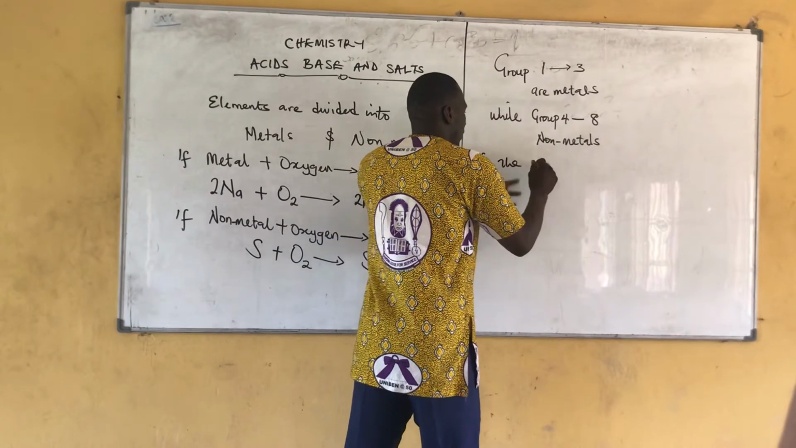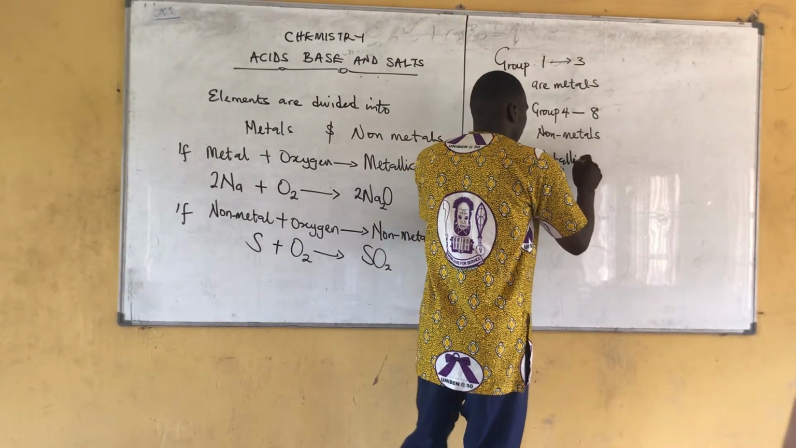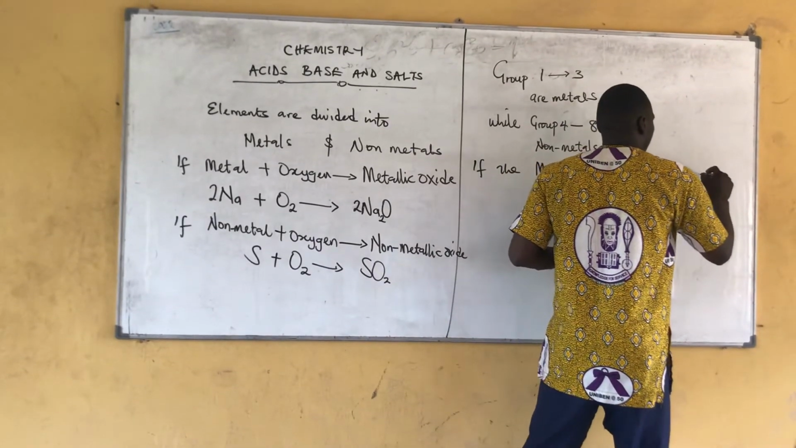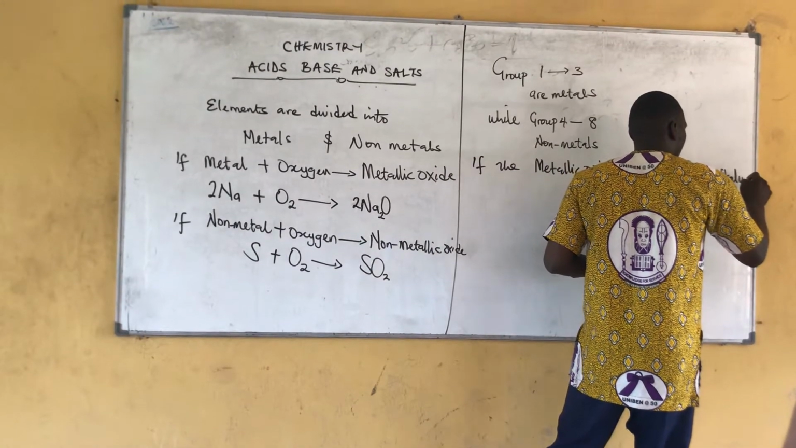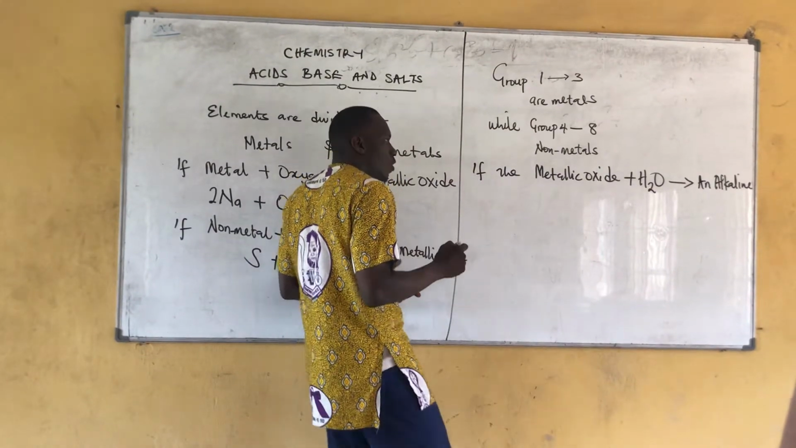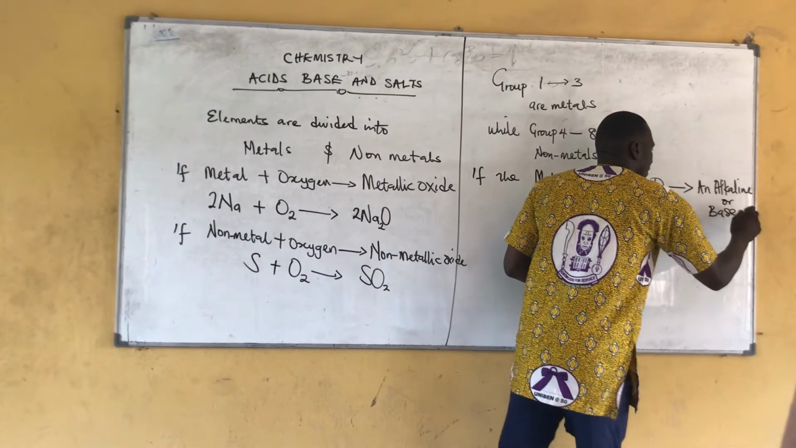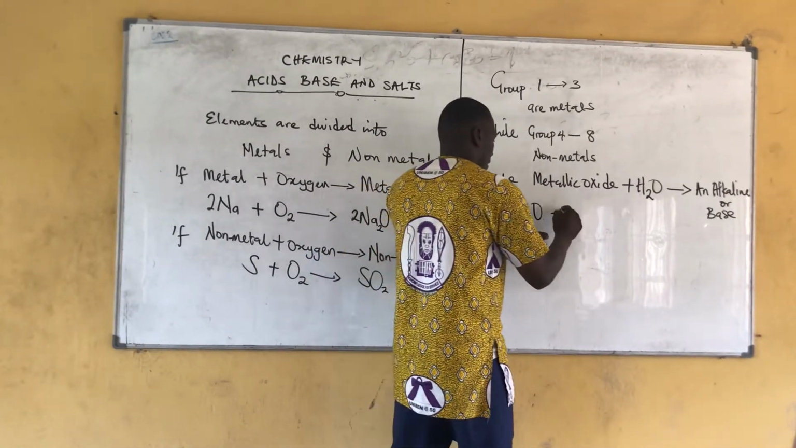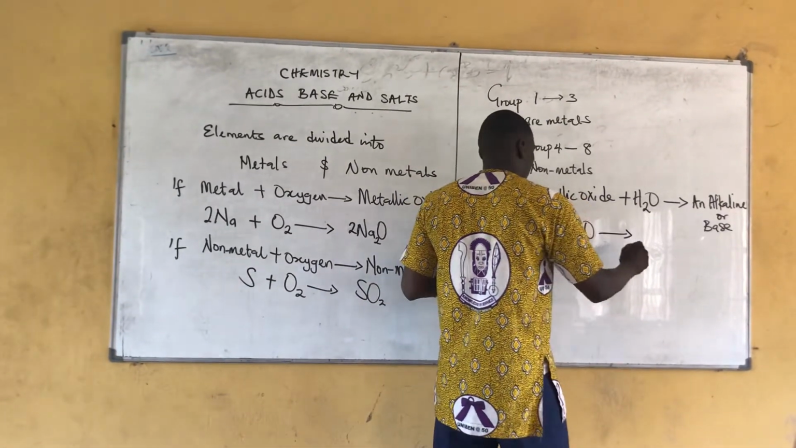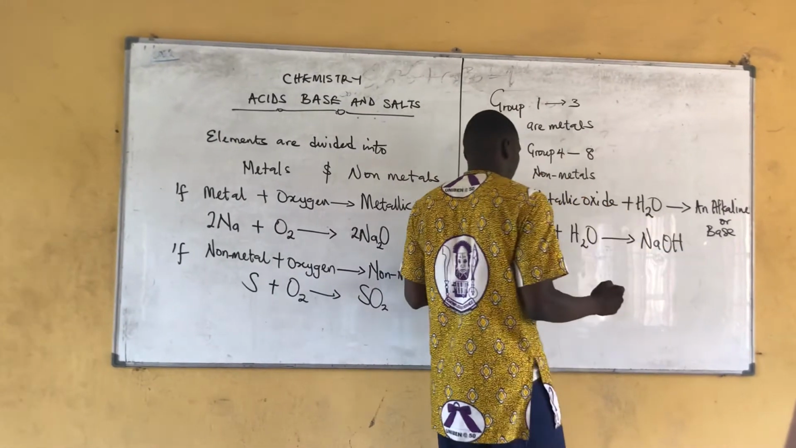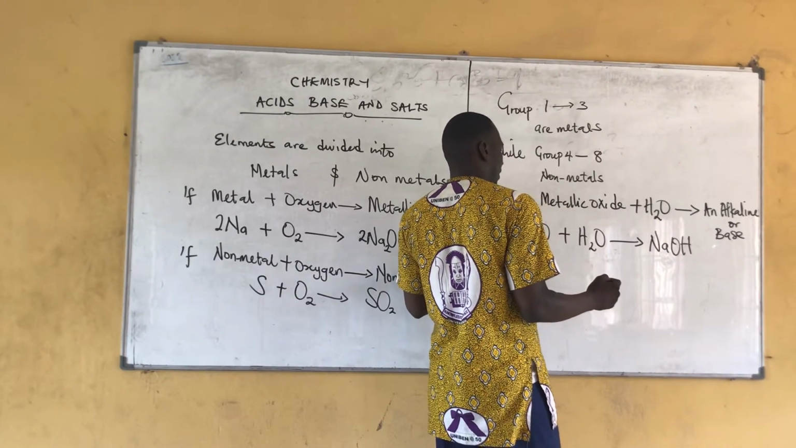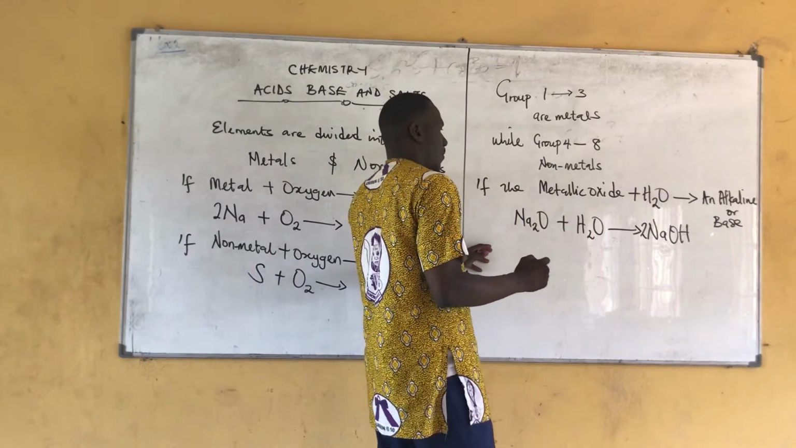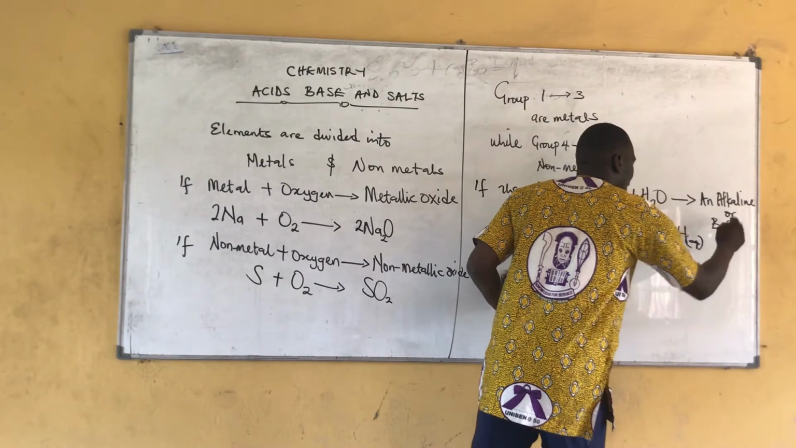If the metallic oxide combines with water, it's going to give us an alkaline. Or call it a base. How? Let's see. The metallic oxide we have here, sodium oxide plus water to give us NaOH. Let's balance the equation. So we have 2 molecules of sodium here and 2 molecules so that we can have 2 sodium hydroxide aqueous, which is a base.